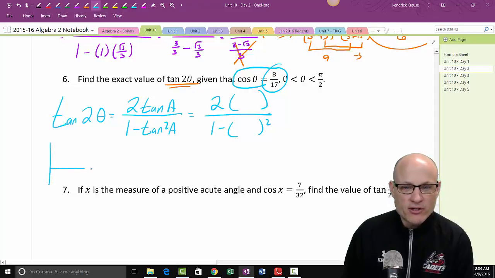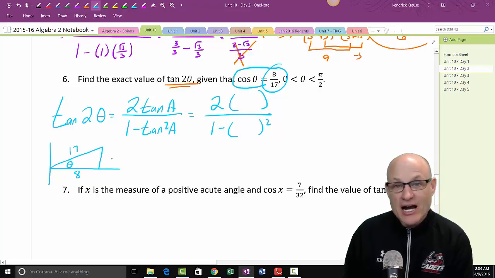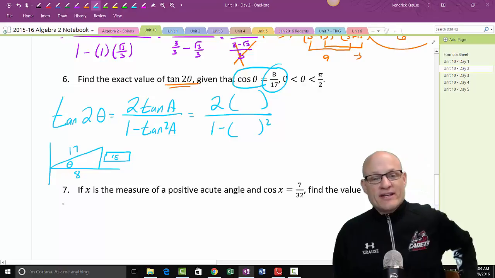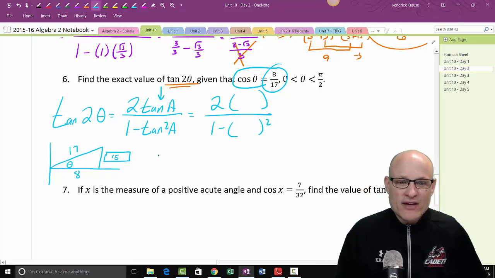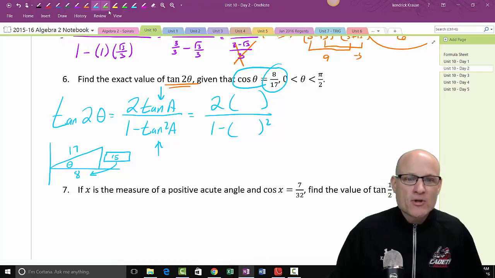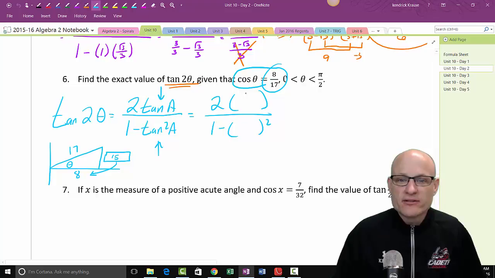So we come over here and we say, okay, we're in the first quadrant. And I've been given that cosine is 8 over 17. Now, I am not doing the Pythagorean theorem for you to figure out that this is actually 15. So, in the formula, I need the tangent of A. Well, the tangent of A is 15 over 17.